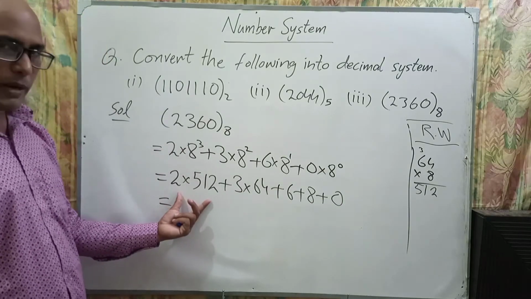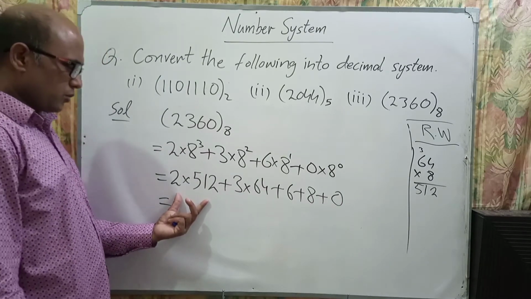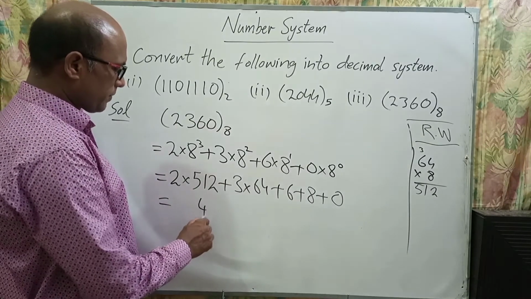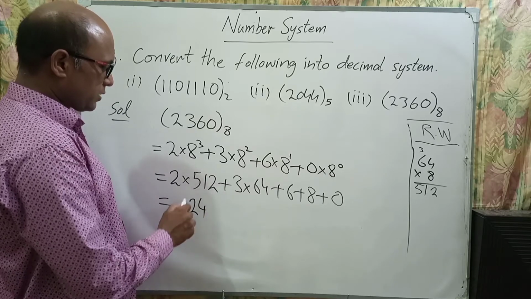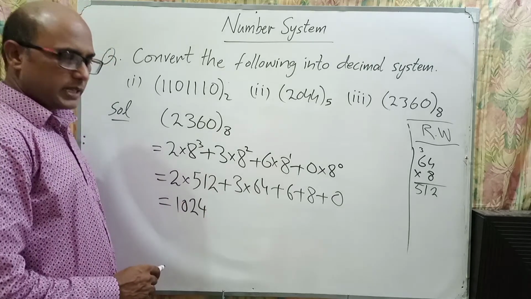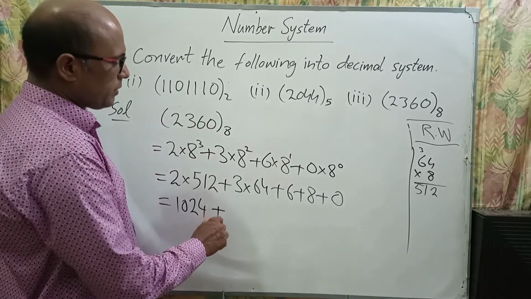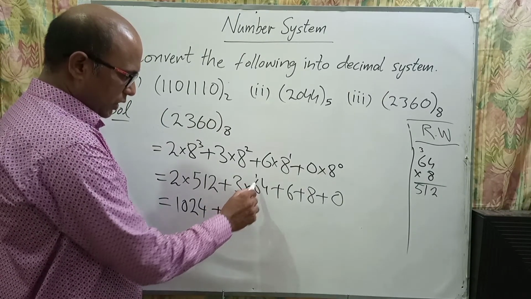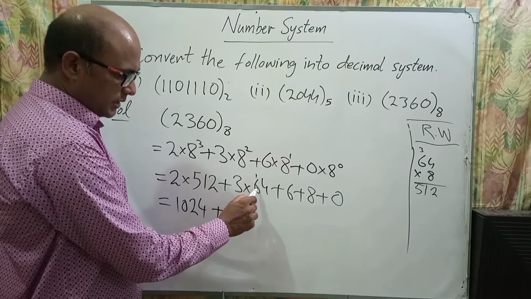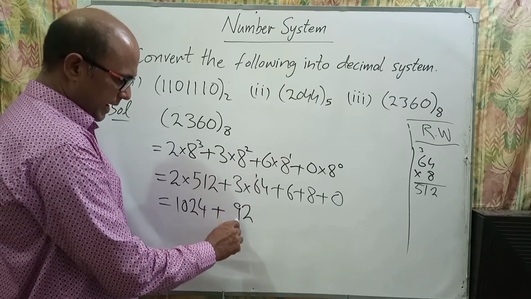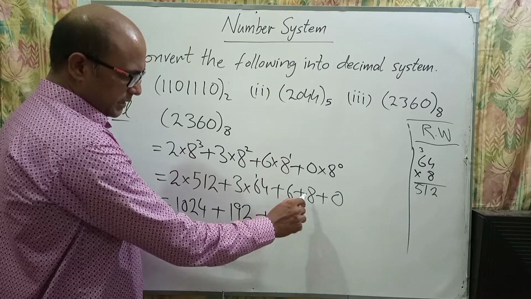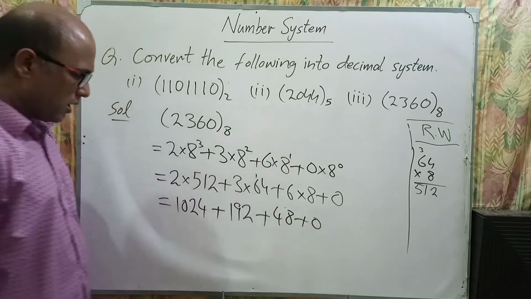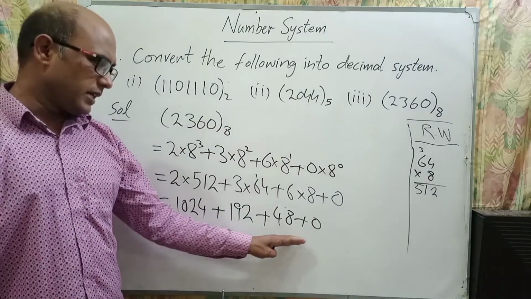So let's multiply these two numbers first. 2 multiplied by 512. 2 2s are 4, 2 1s are 2, and 2 5s are 10. 1024 plus 3 4s are 12, 1 carry over. 3 6s are 18 plus 1 is 19, plus 6 8s are 48, and plus 0. Now we have to add all these numbers.